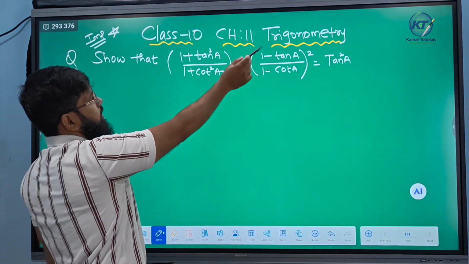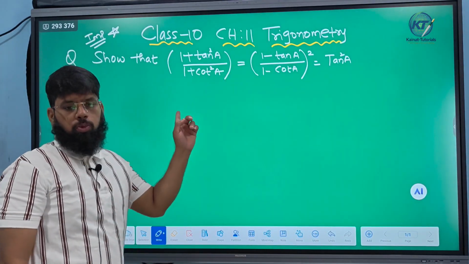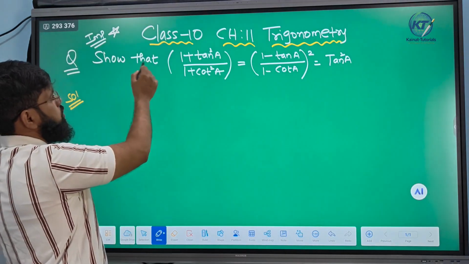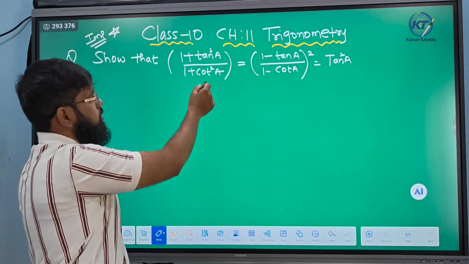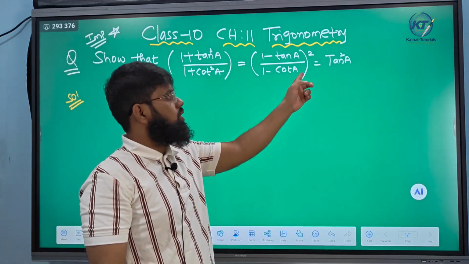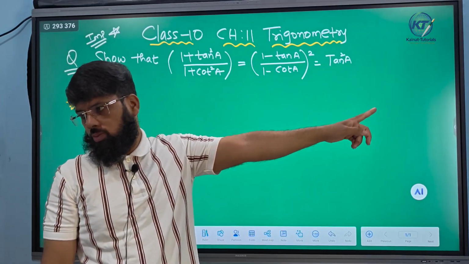So chapter number 11, trigonometry for class 10. It is a very important question. Look here, everyone. Here we need to prove that (1 plus tan square A) by (1 plus cot square A) is equal to ((1 minus tan A) by (1 minus cot A)) whole square, which is equal to tan square A. Okay.